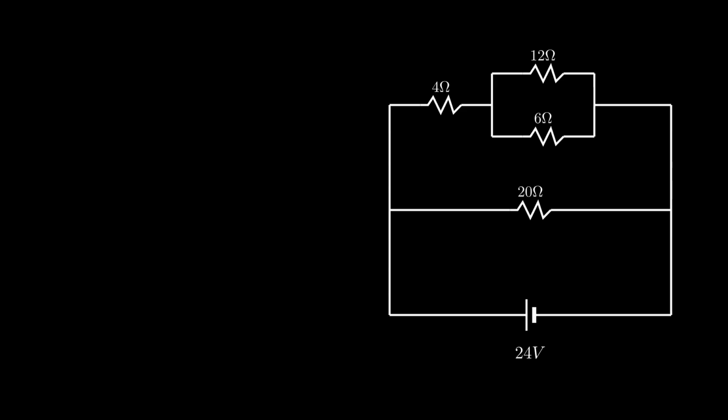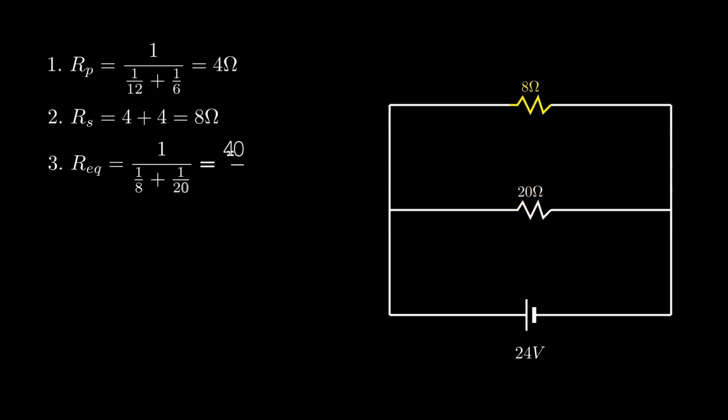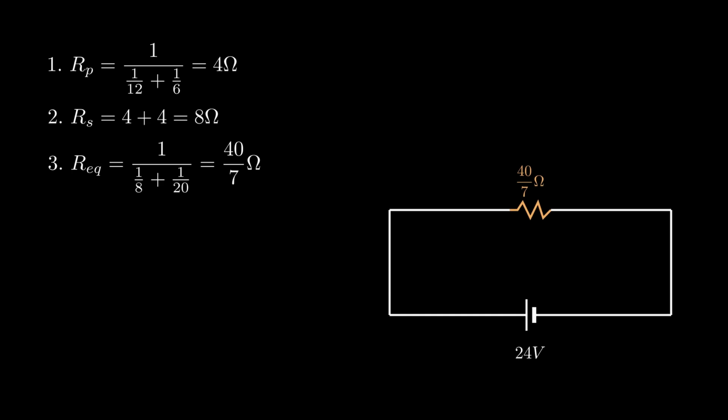First, we find the total resistance, which is done by attempting to merge all of these resistors into one. The initial parallel pair simplifies to 3 over 12, so we end up with 4 ohms. Then we add the series connection to get 8 ohms. All of this is parallel to the 20 ohm resistor, so we add the reciprocals and end up with 40 over 7 ohms. Now, to find the power, we need the current and the voltage.